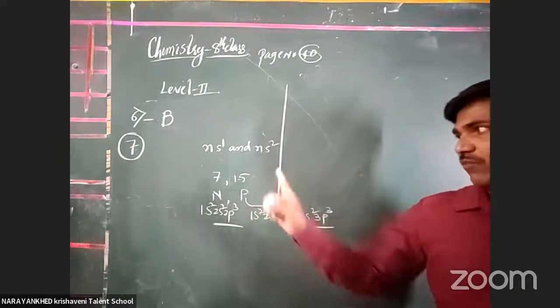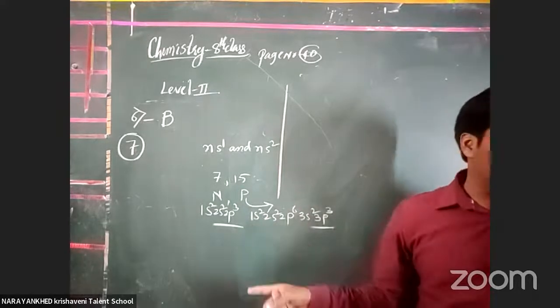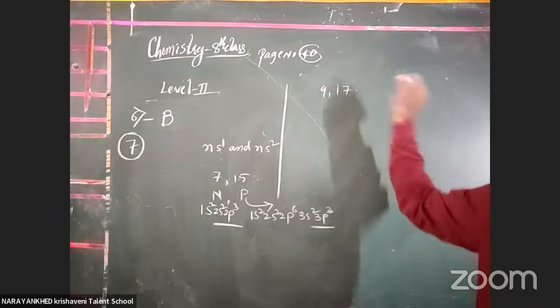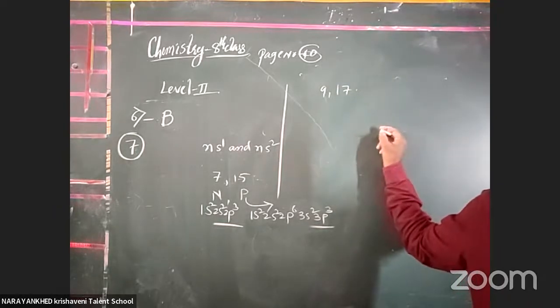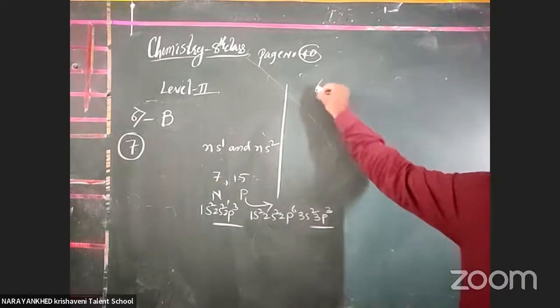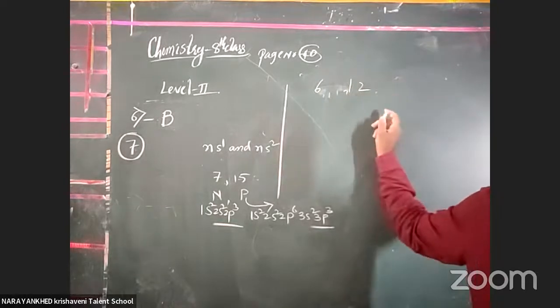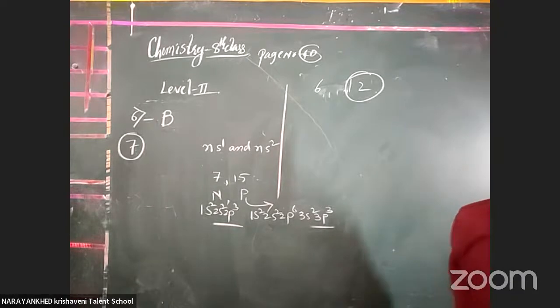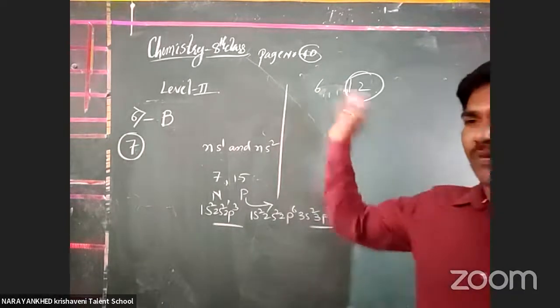Now there is 7 and 15. It is not it. The next pair given is 9 and 17. Then 6 and 12: carbon, as well as magnesium. Magnesium belongs to the S block only, but in this pair the carbon is not.